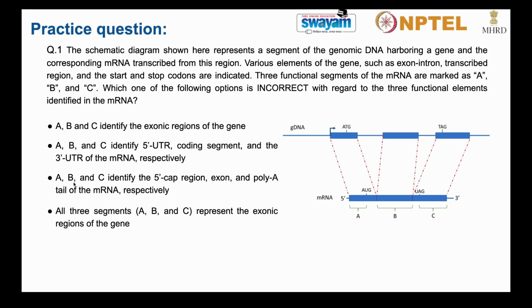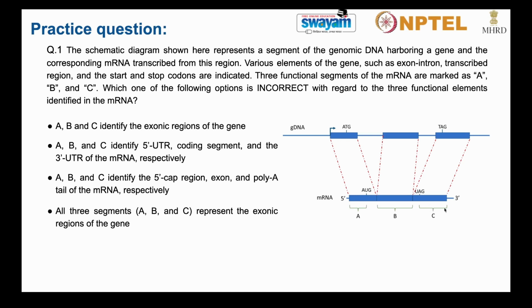Now the third option says A, B, and C identify the 5' cap region, exon, and poly A tail of the mRNA respectively. This is not correct, because it is saying that A represents the 5' cap region. We know that capping happens at the 5' end, but it is a post-transcriptional modification which happens after the mRNA has been synthesized from the DNA. So the DNA will not carry this cap region. If you see these red dotted lines, they say that this entire fragment is coming from this segment. So A can never be the cap.